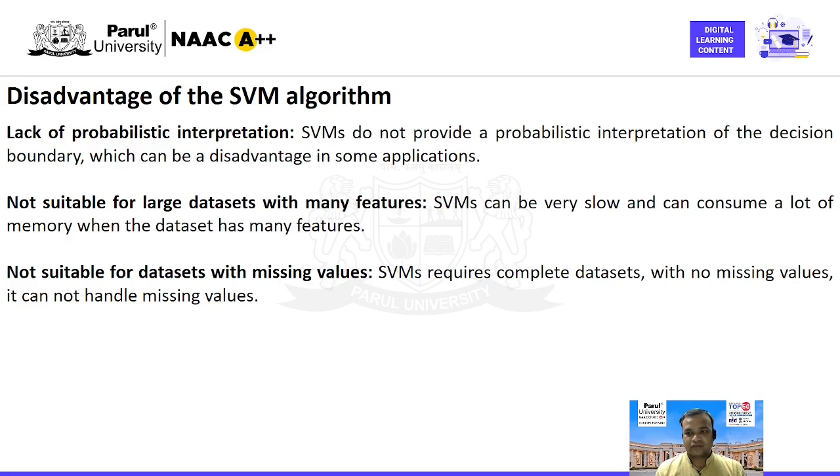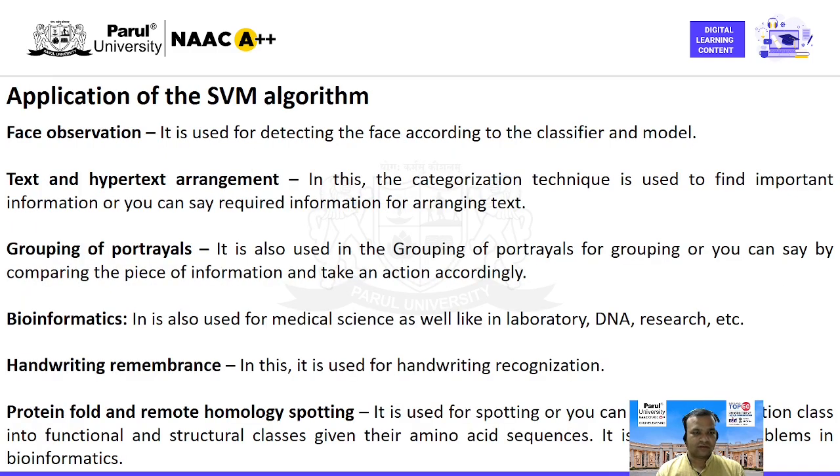SVM can be very slow and can consume a lot of memory when the dataset has many features. It is not suitable for datasets with missing values. SVM requires a complete dataset with no missing values. It cannot handle missing values. There are some applications of SVM.